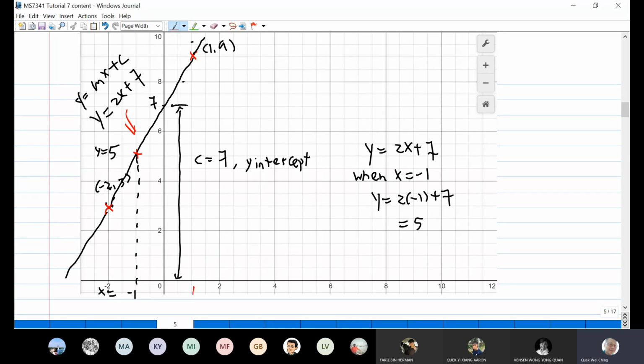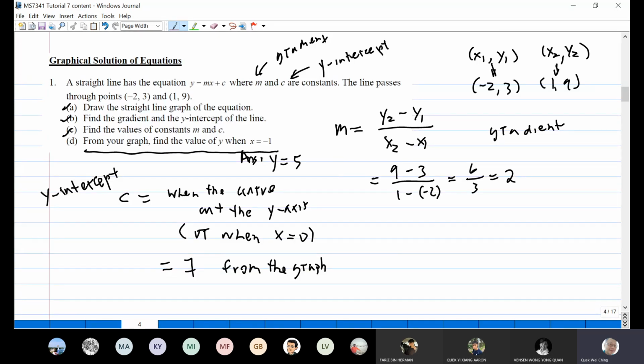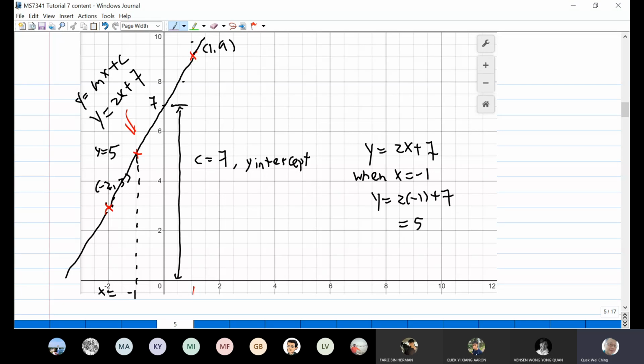Okay, so I can WhatsApp you the answer. So this is the first part, the calculation. And then the second part is the graph. Okay, so this is question 1.